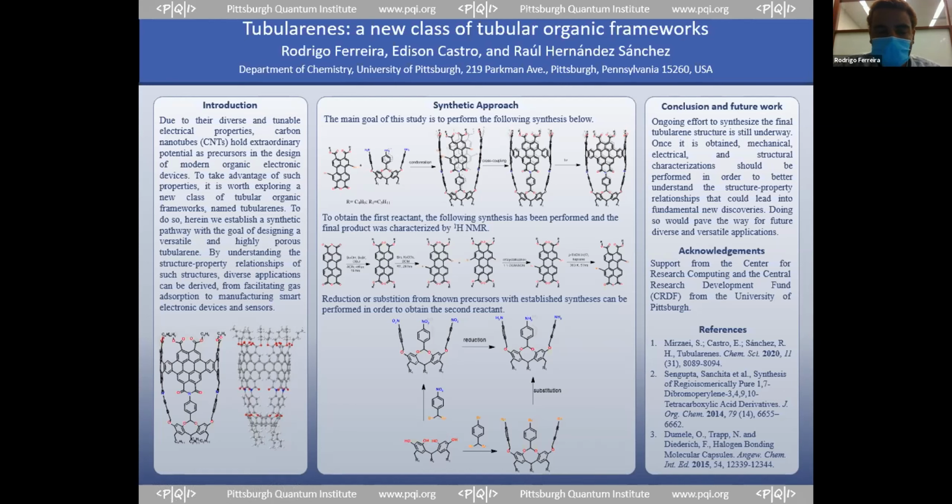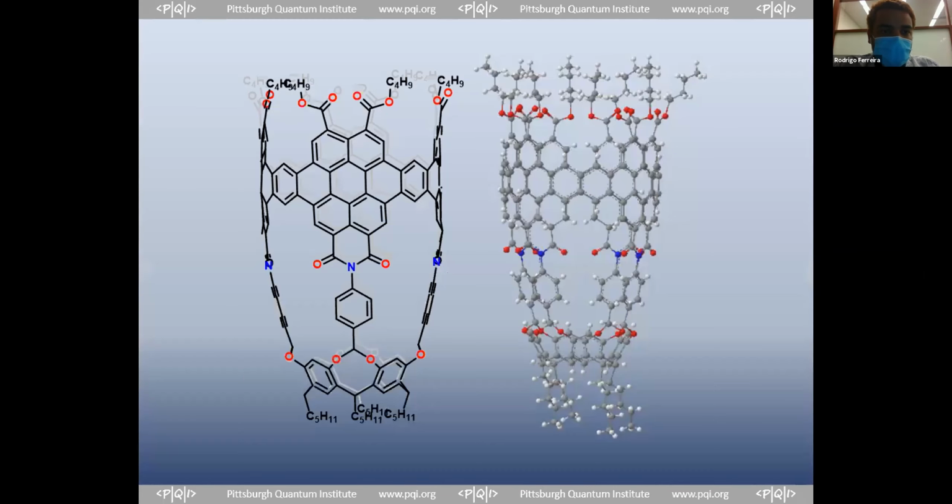Today I'll be presenting about tubularenes, which is a new class of tubular organic frameworks. What characterizes this class is the fact that they are very highly strained aromatic frameworks with a tubular shape. The first were developed in the Hernandez Sanchez group. They are very exciting because of potential applications, since their architectures are very versatile, modular, and tunable.